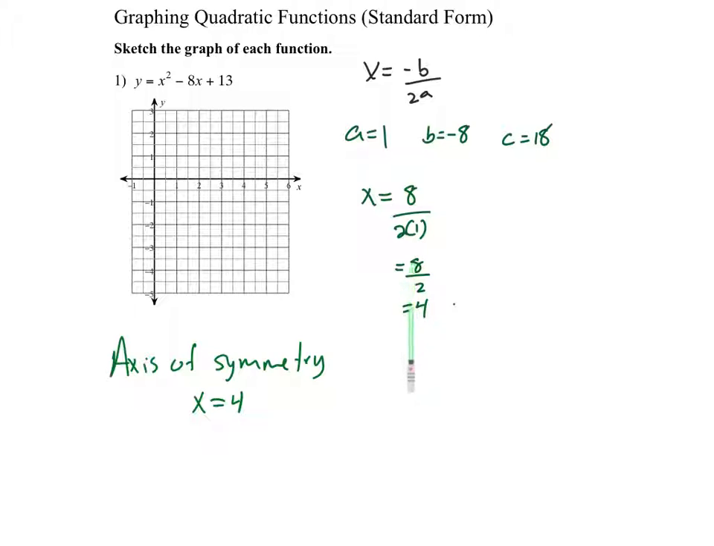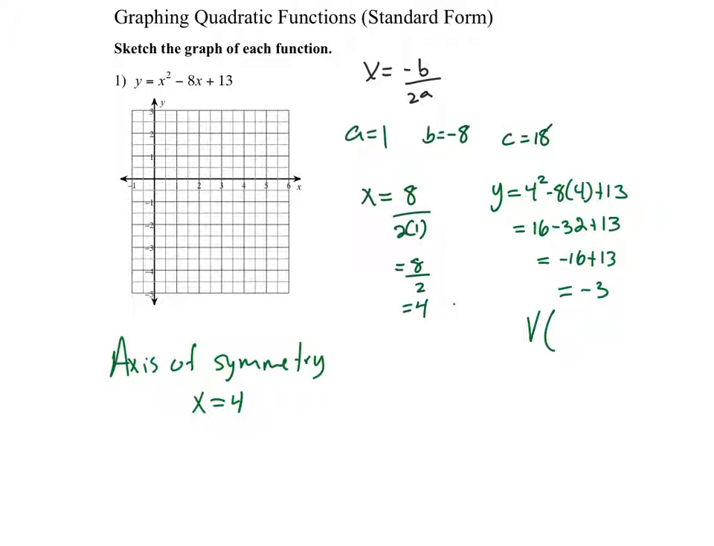Now I'm going to find my vertex. So I'm going to substitute this value in the equation. So I have that y equals 4 squared minus 8 times 4 plus 13. So I have 16 minus 32 plus 13. So 16 minus 32 is negative 16. And negative 16 plus 13 equals negative 3. So that means that my vertex is the point 4, negative 3. So I'm going to start by plotting that point. So 4, negative 3 is this point right here. Right? My axis of symmetry comes around here.